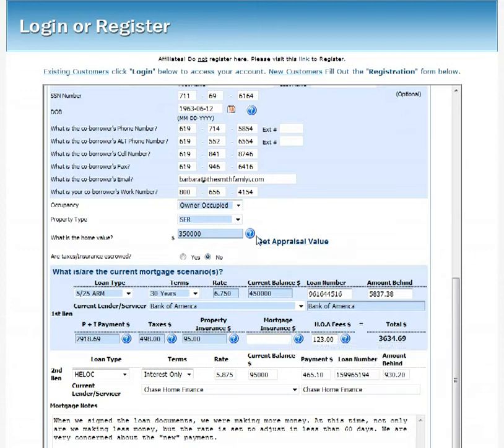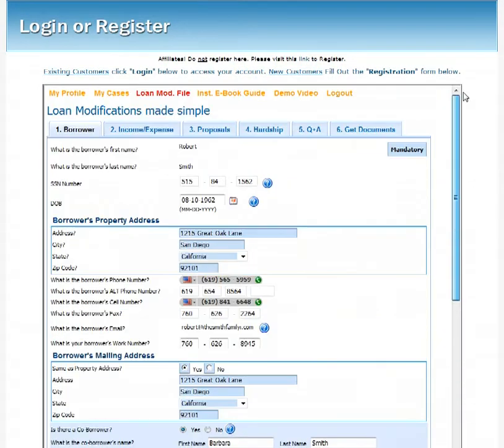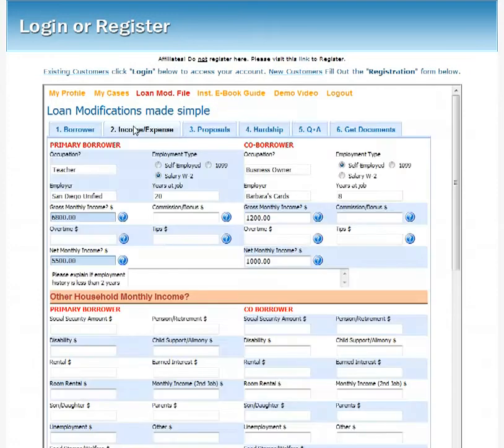At the bottom of the screen, please feel free to type any comments that are specific to your loan, interest rate, or payment. The second tab is Income and Expense. Here you will answer questions about your employment and overall household income.